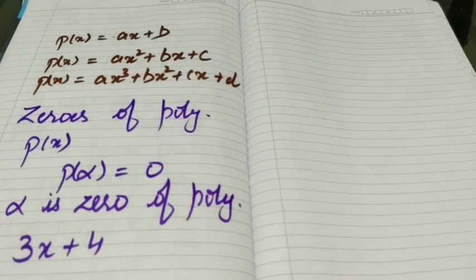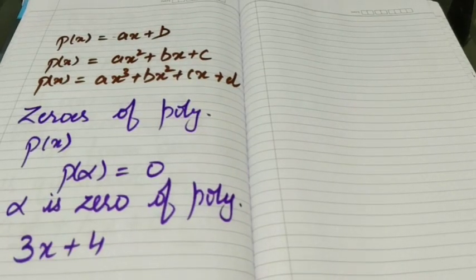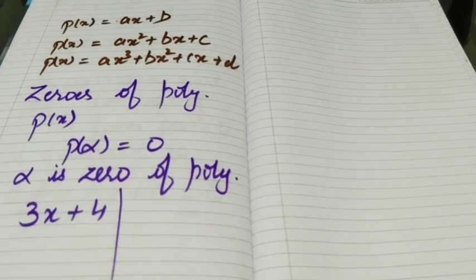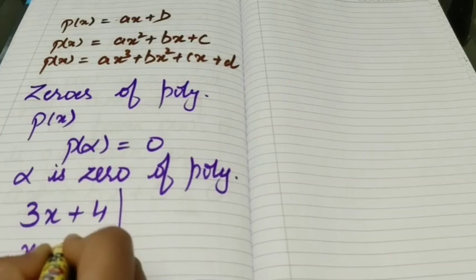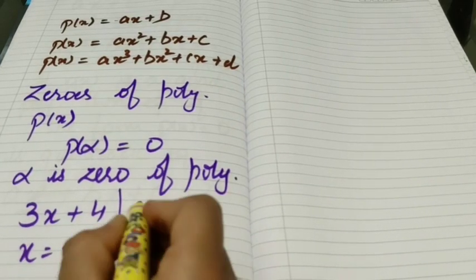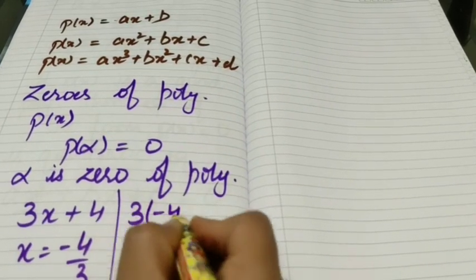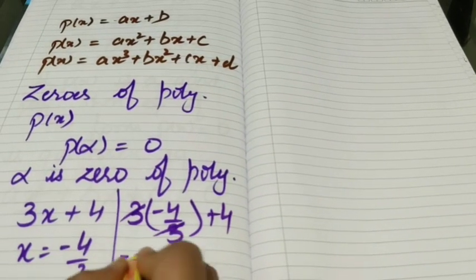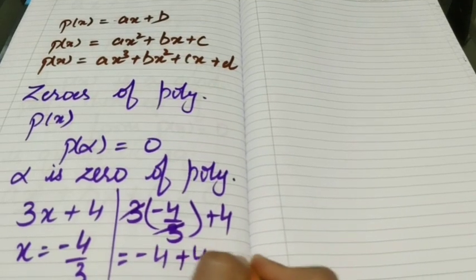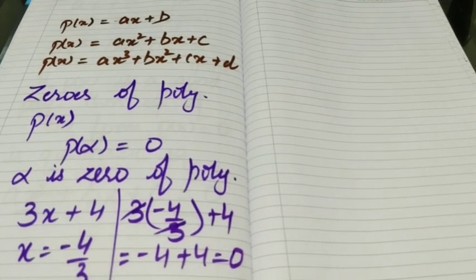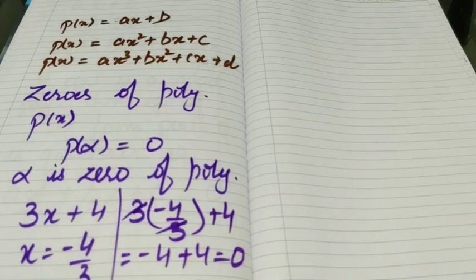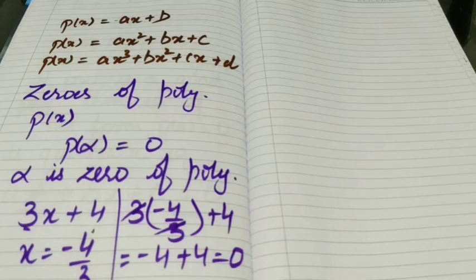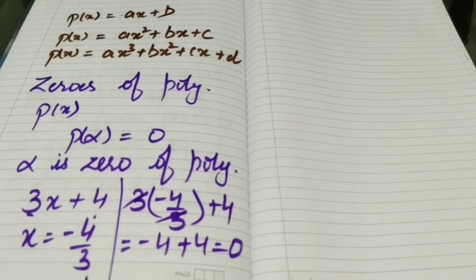Let us try to understand this with an example. If 3x plus 4 is a polynomial and we replace x by minus 4 upon 3, then we get 3 into minus 4 upon 3 plus 4. The 3 and 3 get cancelled, and we get minus 4 plus 4 equals 0. This means when x is replaced by minus 4 upon 3, the value of this polynomial becomes 0. So we can say that minus 4 upon 3 is a zero of this polynomial.